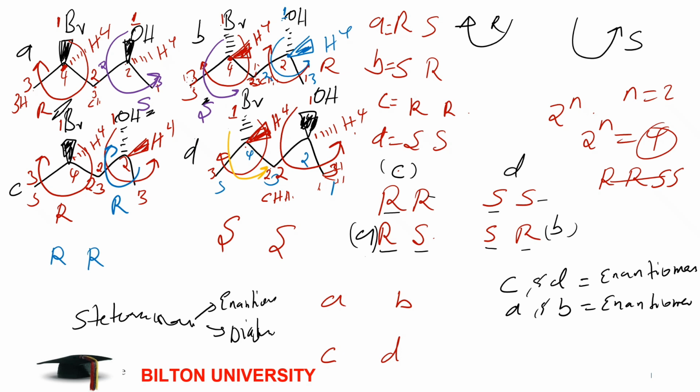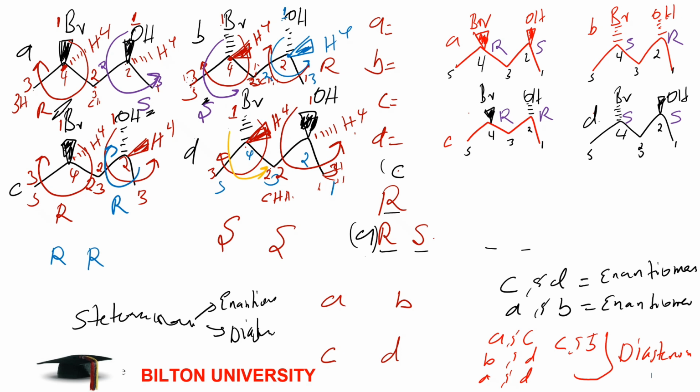When those are enantiomers, then it means we're going to have A and C. We can have B and D, and we can have A and D, and then we can also have C and B. All of them are called diastereomers. Why do we say diastereomers? So I want you guys to look carefully.